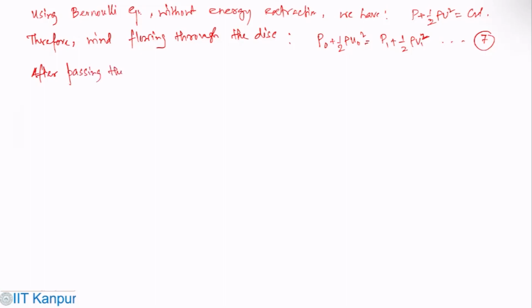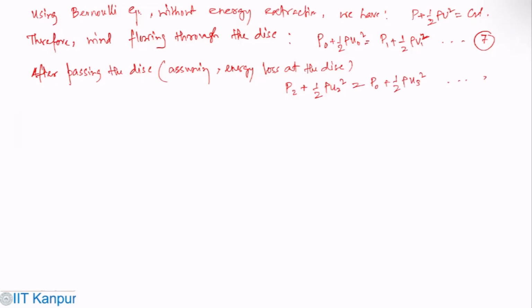passing the disk, assuming energy loss at the disk, we have P2 plus half rho U2 square equals P0 plus half rho U3 square. It's a Bernoulli's equation that we write along different points. So there's a reference point 1, 2, and 3.